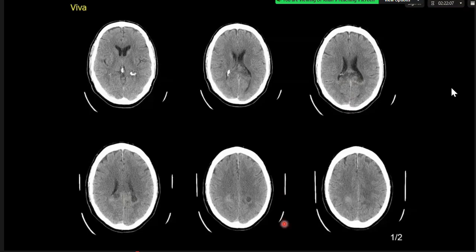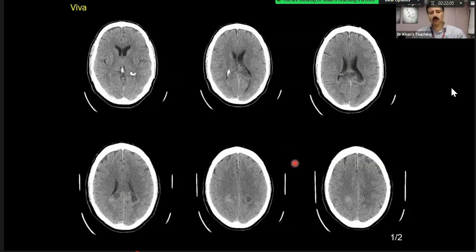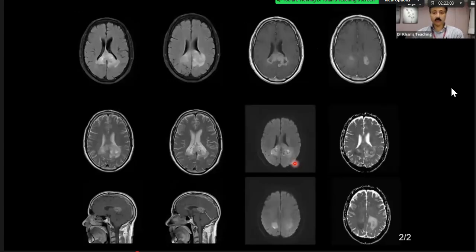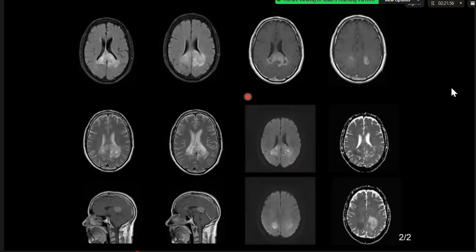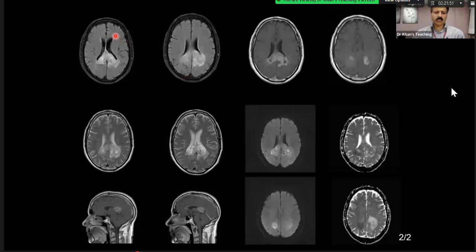I will do contrast enhancement. Okay, so instead of contrast, we have got an MR, better for you. Because of time factor, I am going to point out the sequences for the audience. This is FLAIR, this is FLAIR, this is post-contrast T1, T2, diffusion, ADC, and post-contrast sagittals. Over to you.